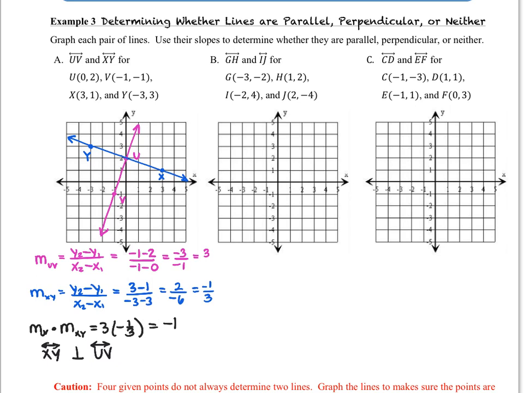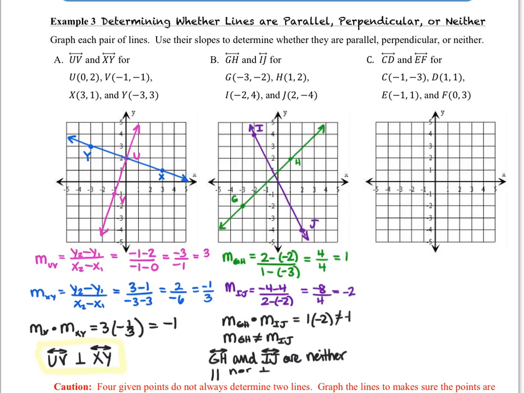The next two examples, B and C, follow a very similar path, so I'm going to ask you to pause the video and work on question B right now. Turn the video back on when you're ready to check your final answer for question B. In question B, we find that lines GH and IJ are neither perpendicular nor are they parallel. When we get to question C, we are going to again graph the two lines and then calculate the slopes.